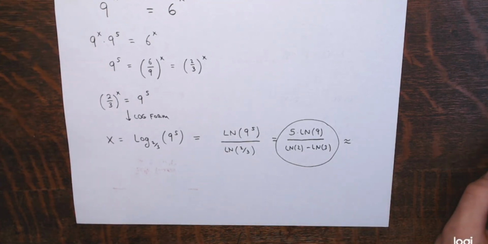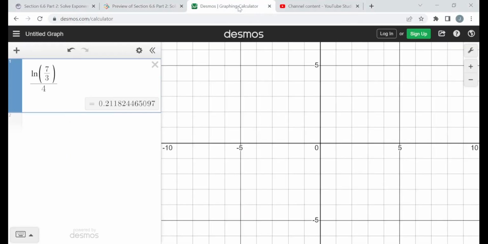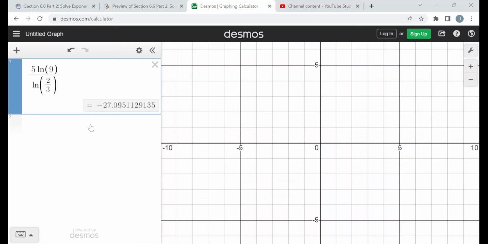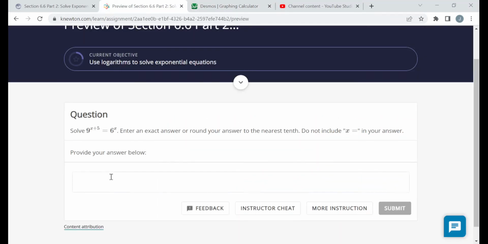Round to the nearest tenth. I'll put any one of these in my calculator. So back up here, it was the log base 2/3. I can't put fraction bases in, that's not good. So I'll just do 5 times the natural log of 9 divided by the natural log of 2/3. And rounded to the nearest tenth would be negative 27.09, so negative 27.1. Rounds to negative 27.1.